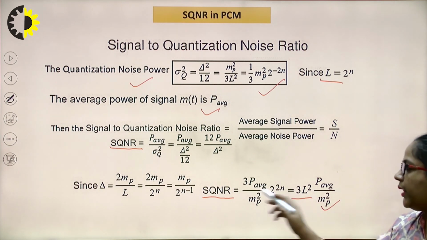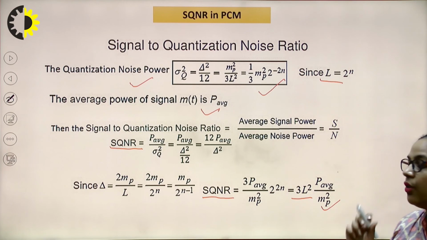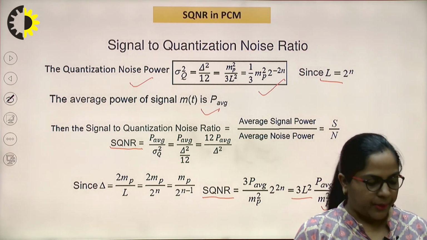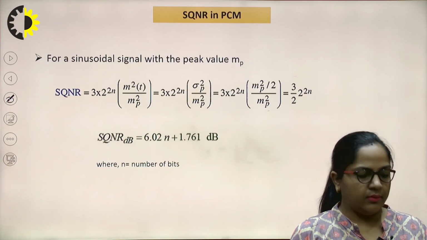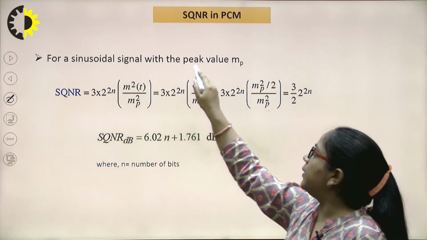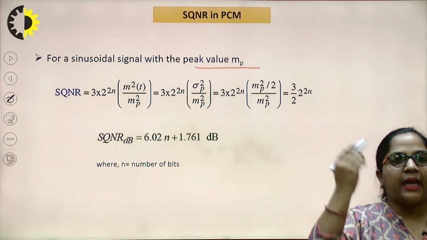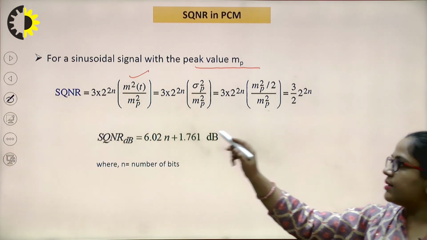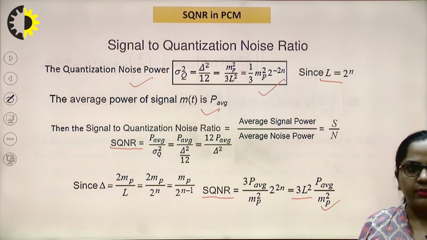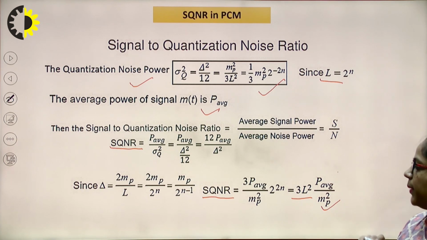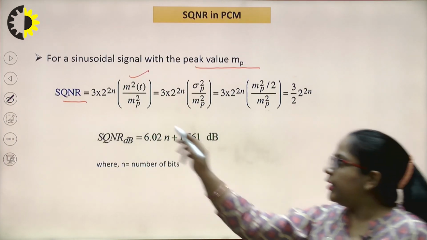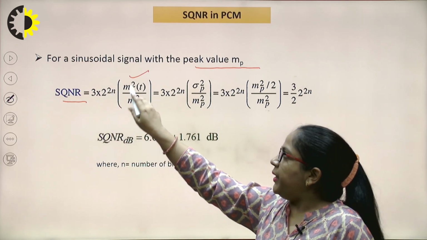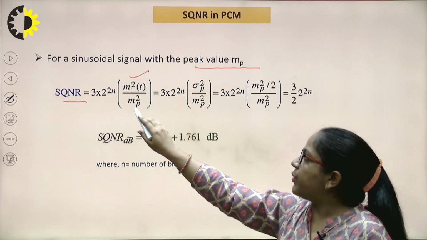Okay. Now, how can we exactly calculate this value? It will depend on what kind of input signal we are using. For example, if we are using a sinusoidal signal with the peak value of mp, then the P average will become m²(t). So with the help of this relation 3L² P average divided by mp², our equation will become 3 times L², where L is equal to 2 raised to the power n, and P average is m²(t) divided by mp².